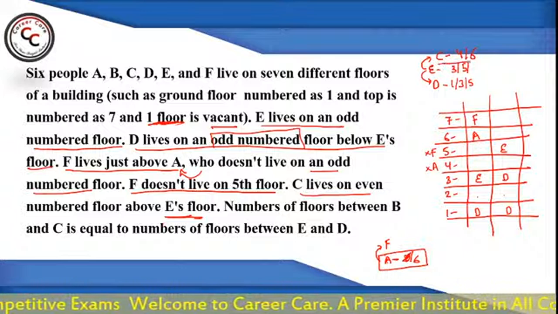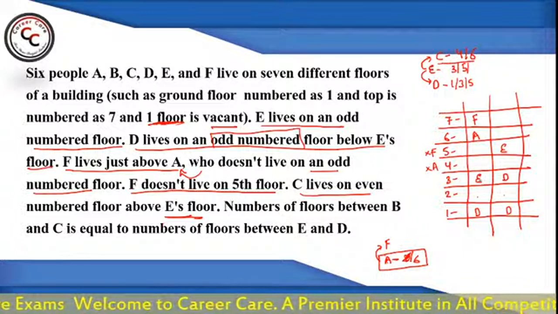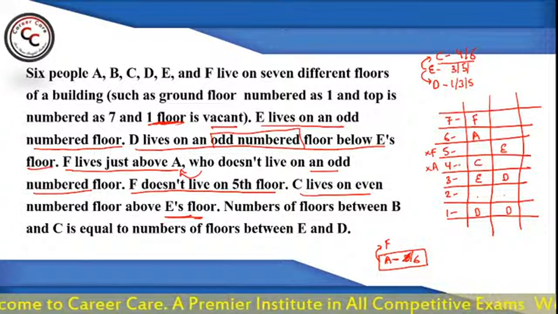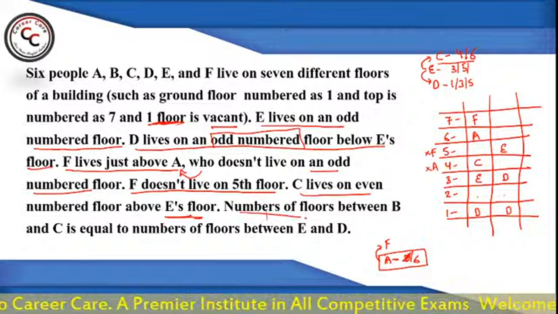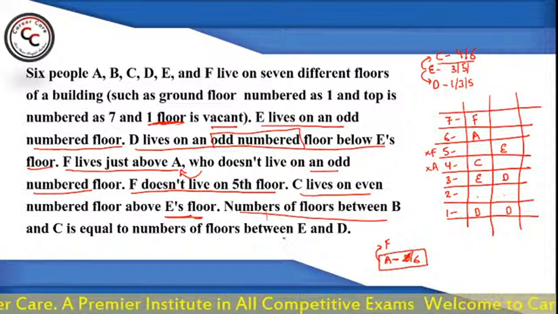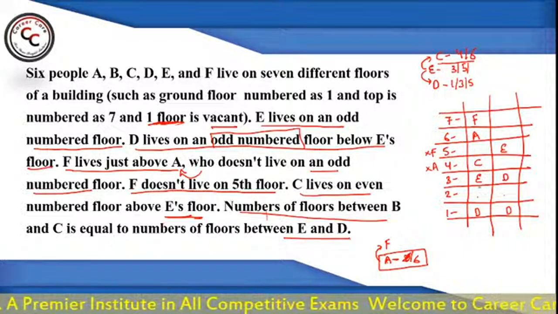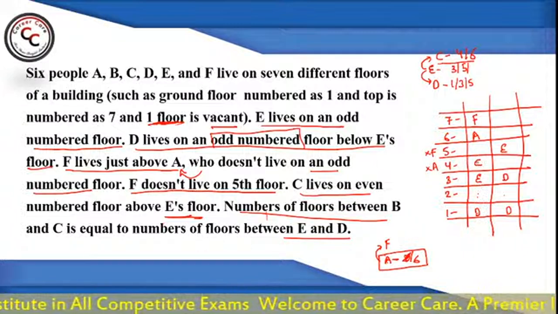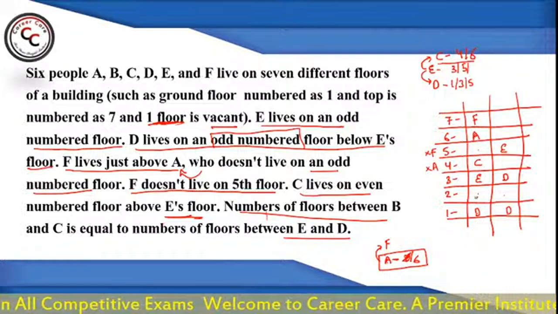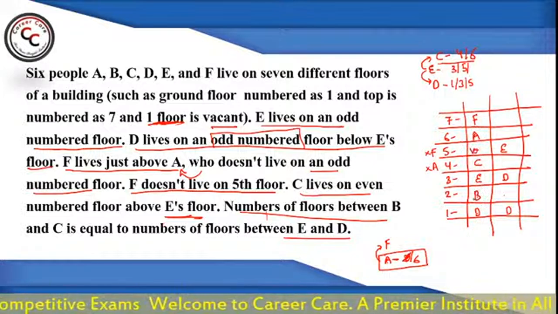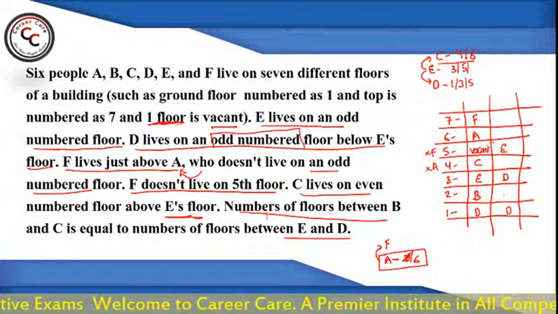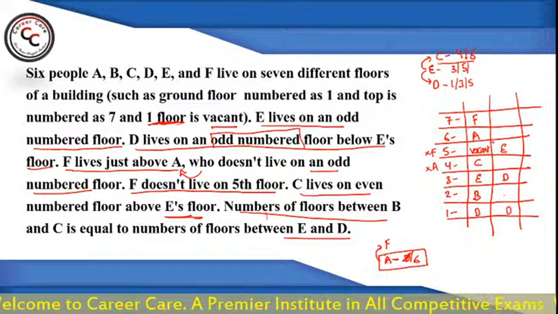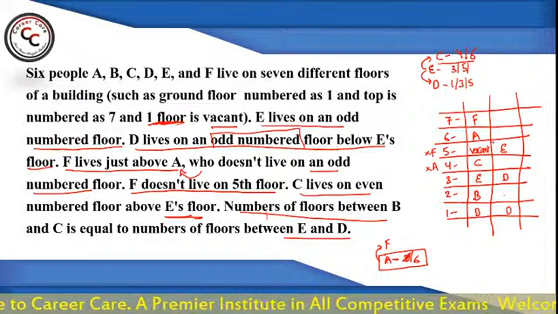Above E, C should live on even floor, 4th or 6th. So 6th, no vacancy. You can put C on 4th floor. Right? Number of floors between B and C is equal to the number of floors between E and D. So in between E and D you can find one floor. That means in between B and C you can find one floor. So C one floor, B here you can put, and you can give vacant floor. In which floor? 5th floor. So I got one possibility that became exactly correct based on the conditions which have been given.